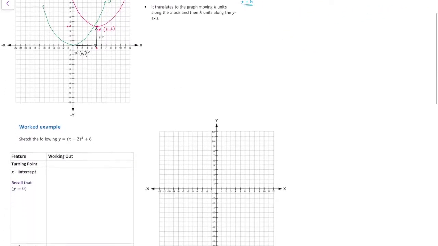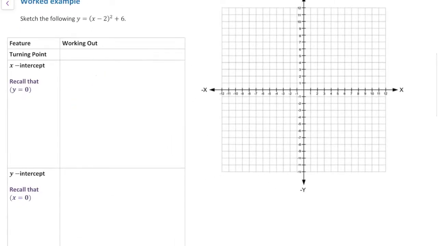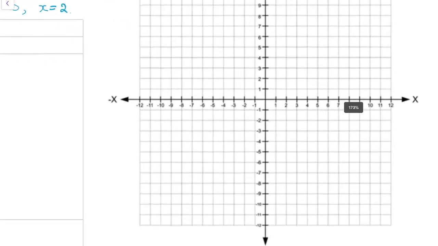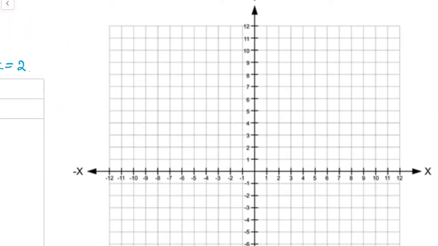So now let's have a look at some examples with actual numbers in them, and hopefully this will start to make a lot more sense. Looking at the following equation we've been given, we can identify a turning point at 2, 6, and that's because x minus 2 equals 0. So solving for x, we get x is equal to 2. Now, if I plot this on my actual Cartesian plane, 2, 6 is about here.